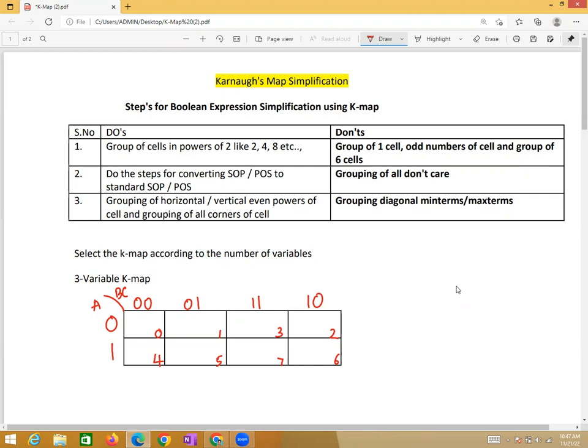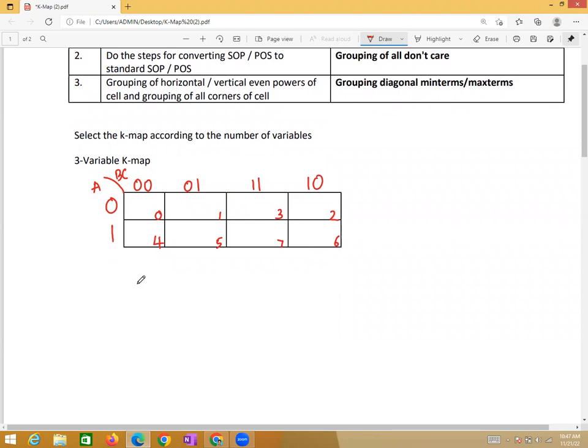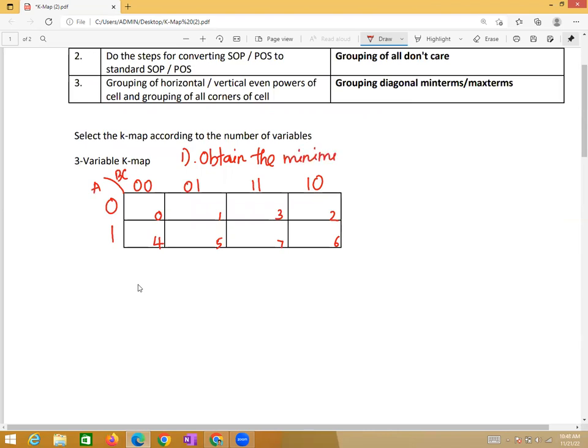Now we have to solve the 3 variable K-map simplification. First we will check whether the given question is in standard SOP or POS. So now your question is question number 1: obtain the minimized SOP.